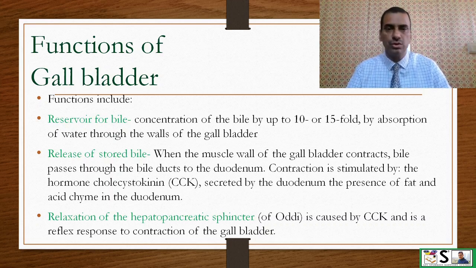Release of stored bile. When the muscle wall of the gallbladder contracts, the bile passes through the bile ducts to the duodenum. The contraction of these muscles is stimulated by the hormone cholecystokinin secreted by the duodenum in the presence of fat and acid chyme in the duodenum. Relaxation of the hepatopancreatic sphincter is caused by the cholecystokinin hormone and is a reflex response to the contraction of the gallbladder.